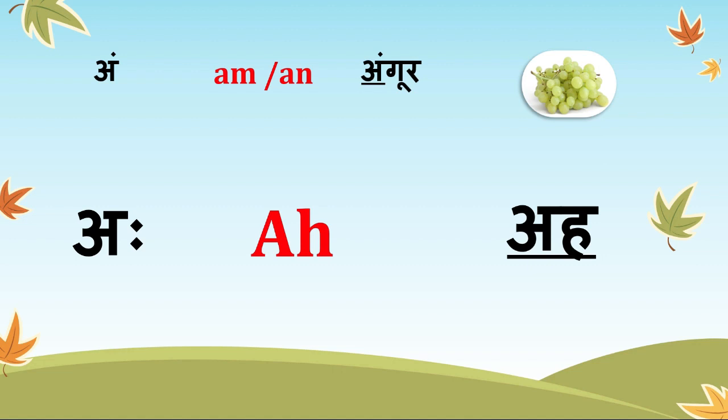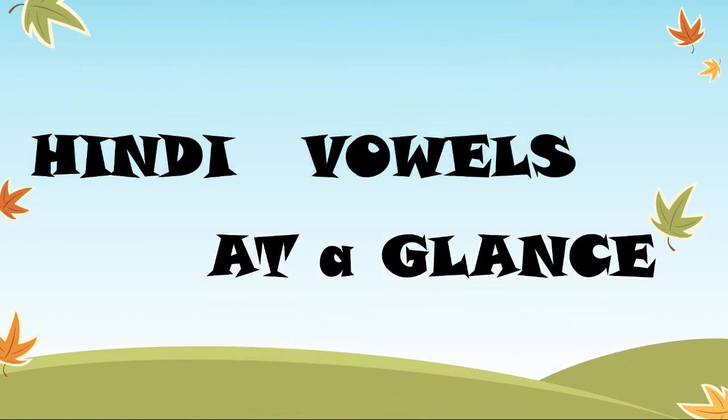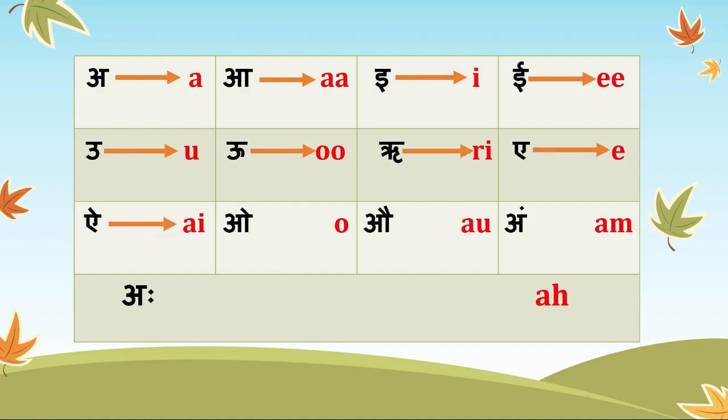Now we have completed vowel pronunciation. Let's see all the vowels at a glance in the next slide. These are the 13 Hindi vowels which we have learned as of now. Let's pronounce them one by one. A, Aa, I, Ee, U, Oo, Ri, E, AI, O, Au, Am, Aha.